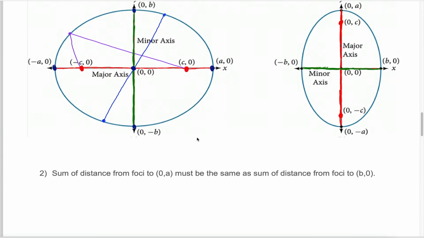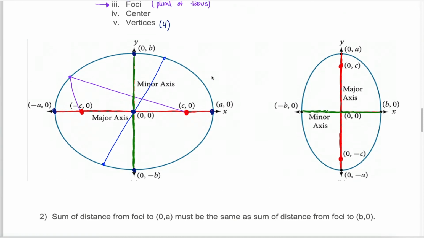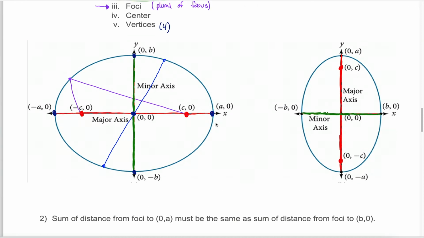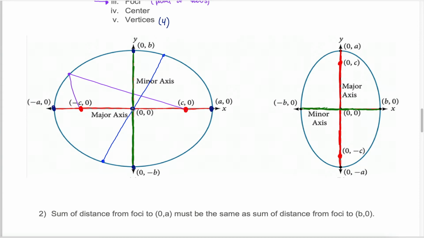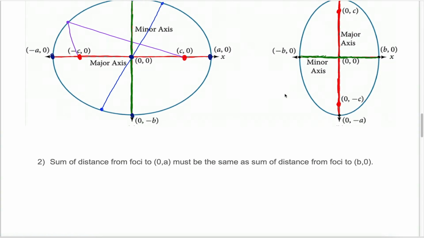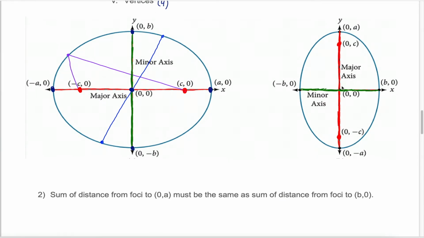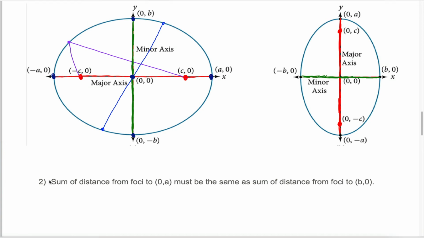Then I can take advantage of the fact that the distances to two perpendicular vertices must be the same. So in this picture, the distance from here to here must be the same as the distance from here to here. And since I've already drawn all over this picture, maybe I'll instead do the argument with this picture. Let's first consider the sum of the distances from the two foci to this point 0, a, pictured up here.